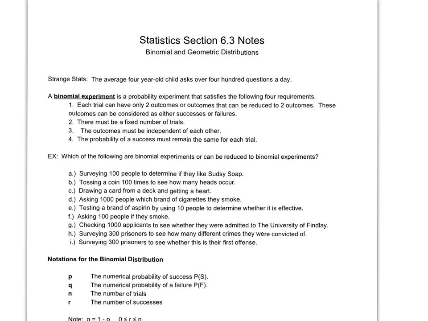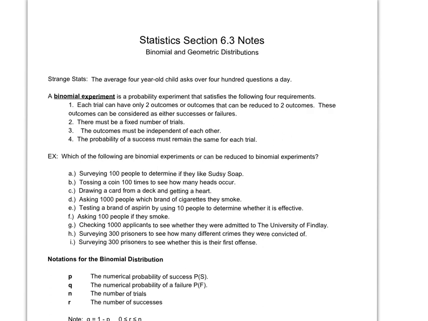So you can see here, we actually can define what a probability experiment is with 4 steps. Binomial meaning 2, a binomial experiment can only have 2 outcomes, or things that can only be reduced to 2 outcomes. For example, heads or tails, or maybe getting an A on a test or not getting an A on a test. These would be 2 outcomes. There must be a fixed number of trials. So I have to only ask a certain fixed number of people some question.